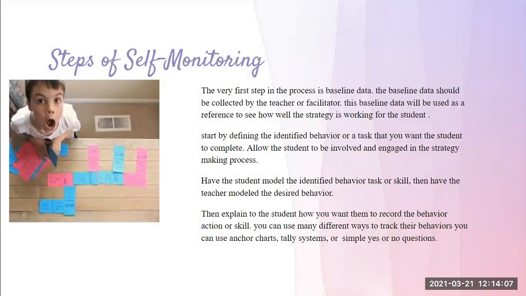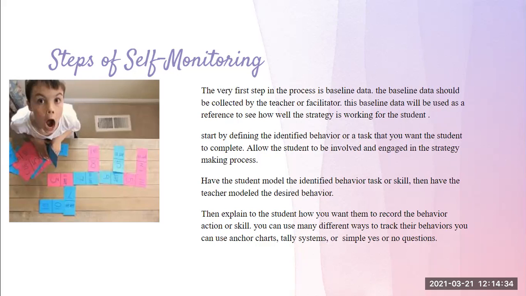So there's a few steps when it comes to putting self-monitoring in place. The first step in the process would be to get your baseline data. This is data that you collect as a teacher. The student will obviously be collecting the data from there on. So the baseline is just a reference to where the student is right now. What things are we working on?